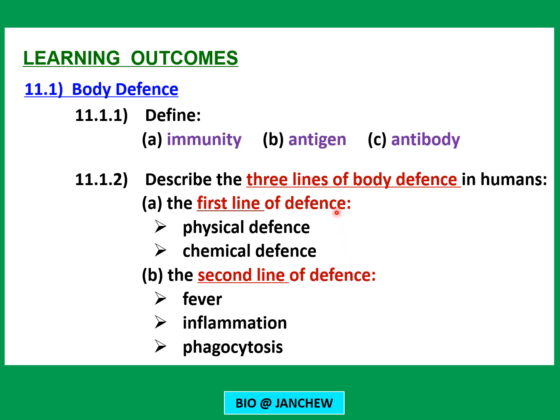For the first line of defense, there are two different types of defenses: physical defense or barriers, and chemical defense or chemical barriers. Now, for the second line of defense, there are three components: fever, inflammation, and phagocytosis. So you should be able to describe all this. And the third line of defense will be studied in the next video.